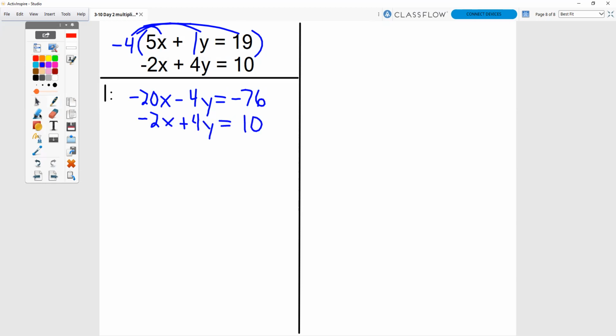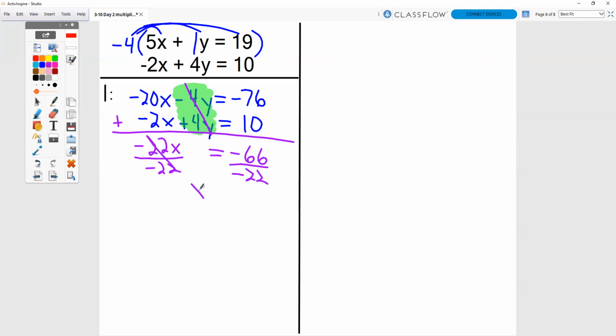Now I have my opposites, because now I have my negative 4 and my positive 4. So all that I want to do next is just add going down, and those will cancel out, because now it's a problem just like yesterday. So negative 20 plus negative 2 is negative 22. Negative 76 plus 10 is negative 66. Solve that one-step equation, so divide by negative 22, and you get x equals 3.